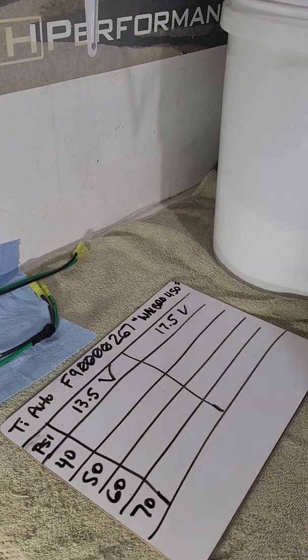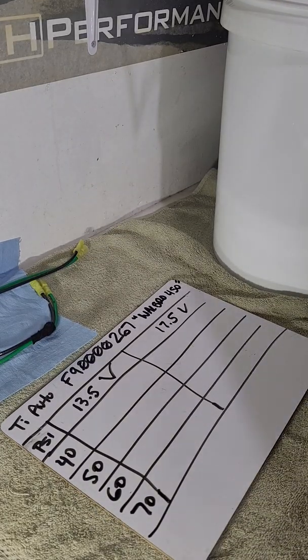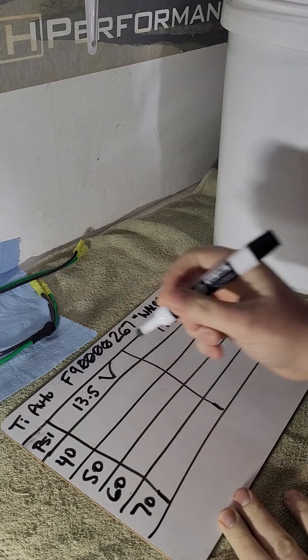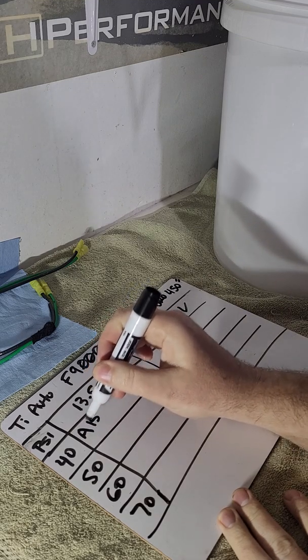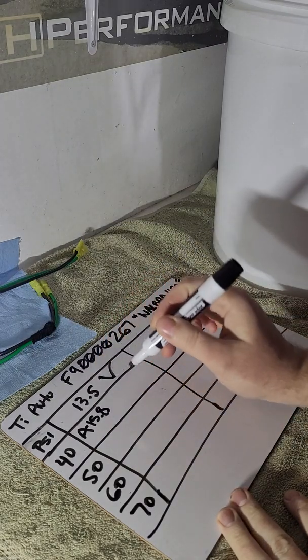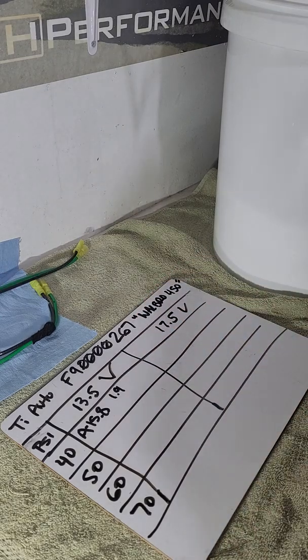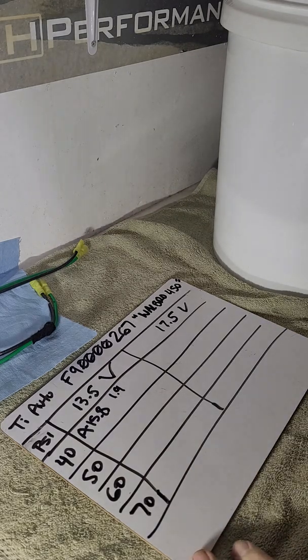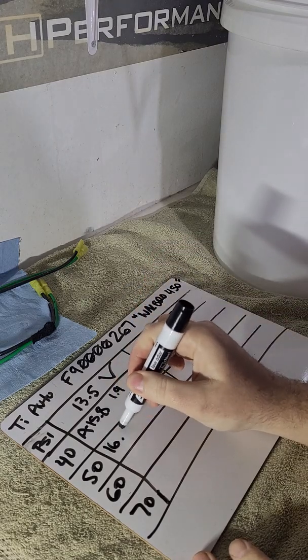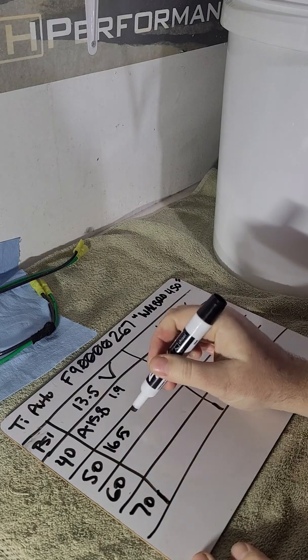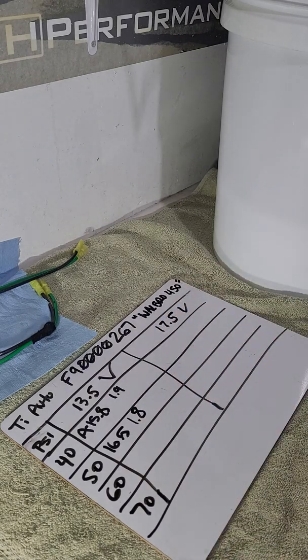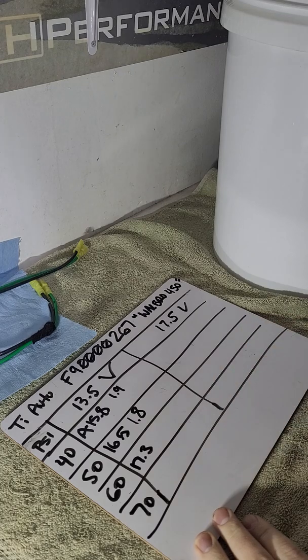All right. So at 13.5 volts, 40 PSI, we're pulling 15.8 amps, and we're getting 1.9. All right, we'll dial it up to 50 PSI. All right, now we're at 50 PSI. I'm getting 16.5 amps and 1.8. Let's go up to 60 PSI. I'm at 60. Now I'm at 17.3 amps and 1.7.